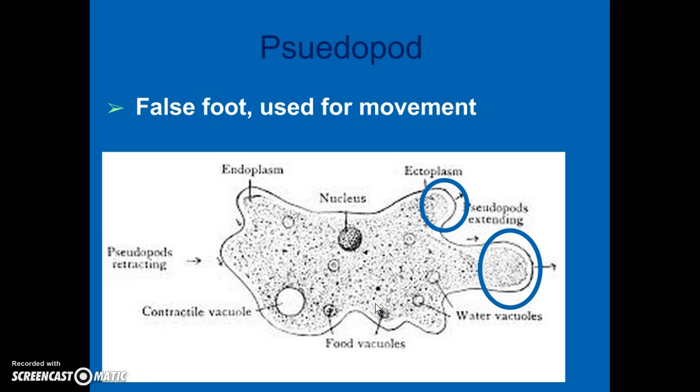And the last structure to help unicellular organisms move is called a pseudopod, which means false foot. And again, it's used for movement. And we'll look at an amoeba. This is an amoeba under a microscope. It's a drawing of it. Pseudopods are going to change though. So as it moves, it puts out these kind of foot-like structures. And so this is called pseudopods extending. Over here, the pseudopods are retracting, so they're becoming less noticeable. So that's what pseudopods are.